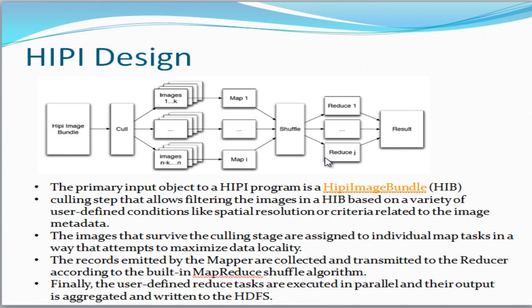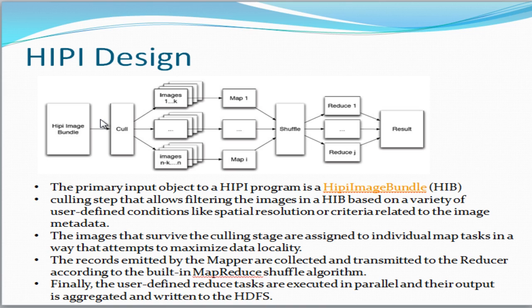Okay, so our application and HIPI's design can be made clear using this diagram. The primary input to a HIPI program is a HIPI image bundle. Now when you install HIPI, the user gets access to a tool called HIB import, using which one can create a HIB object containing all the images and metadata from a folder on your machine. We downloaded this image dataset from AMOS, as explained earlier. Using HIB import, the HIB file once created gets stored in the HDFS input location automatically.